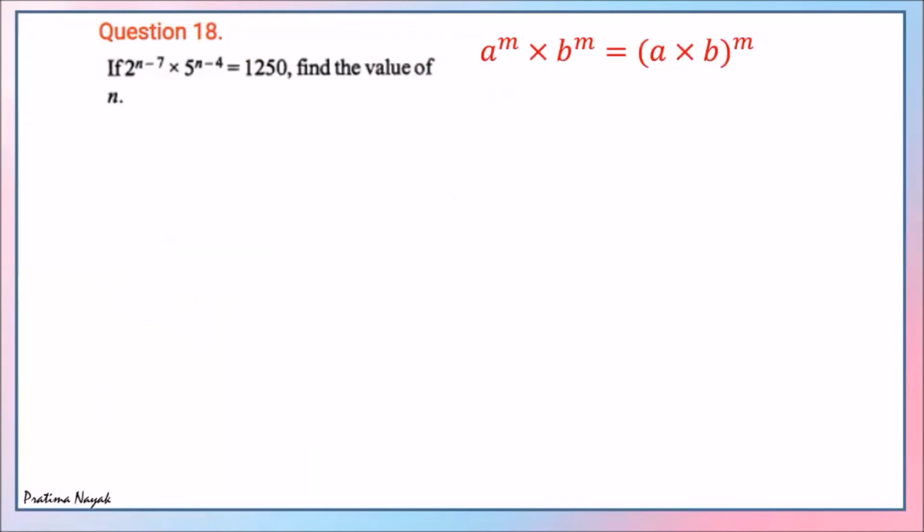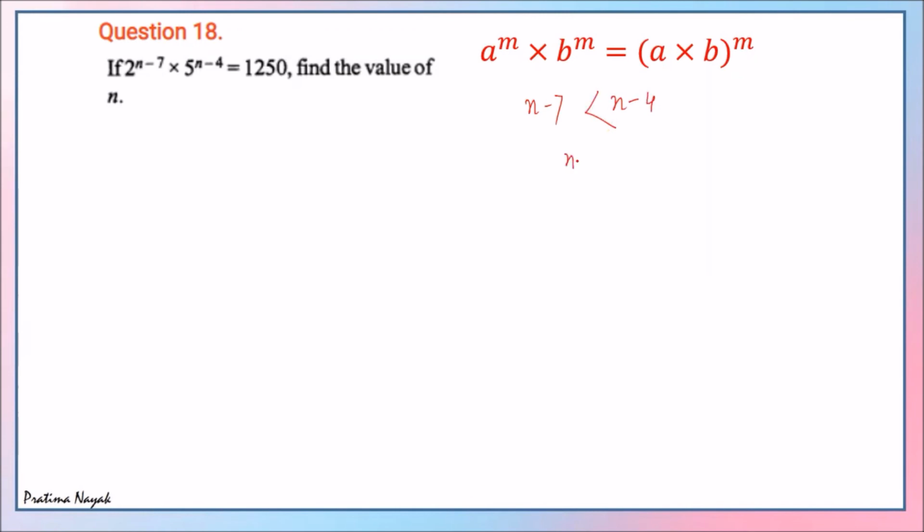Question number 18. Okay, now this is question number 18. 2 to the power n minus 7 into 5 to the power n minus 4 is equal to this. Find the value of n. This is a tricky question because neither the base is equal nor the power is equal. You cannot combine this. So we have to find a way. What is the way? See whether n minus 7 is greater or n minus 4 is greater. n minus 4 is greater.